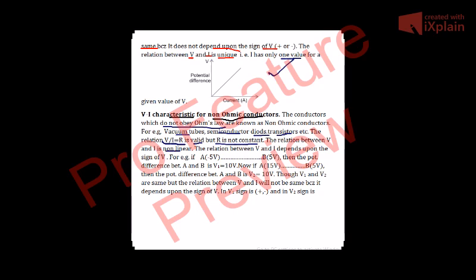This means if we draw a graph between V and I, we will not get a straight line. We will get a curved line. So it is non-linear. The relation between V and I depends upon the sign of V. As I told you, in ohmic conductors the relation between V and I does not depend upon the sign of V, but here it depends upon the sign. For example, if at point A we have a potential of minus 5 volt, and at point B we have a potential of plus 5 volt, then the potential difference between A and B, V1, is equal to 10 volt.